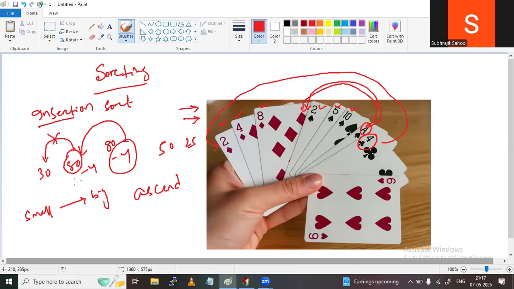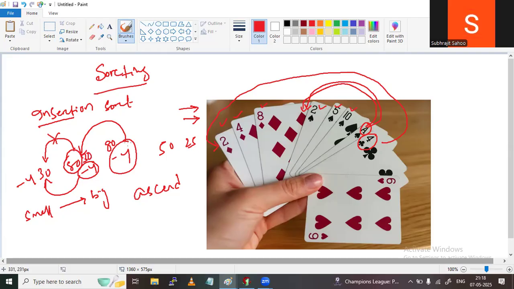Now the work is not over. Again I will check this -4. Is it required to insert at the first position? Yes, it is required because -4 is the smallest number. Again, -4 will come to this position and 30 will come to this position.